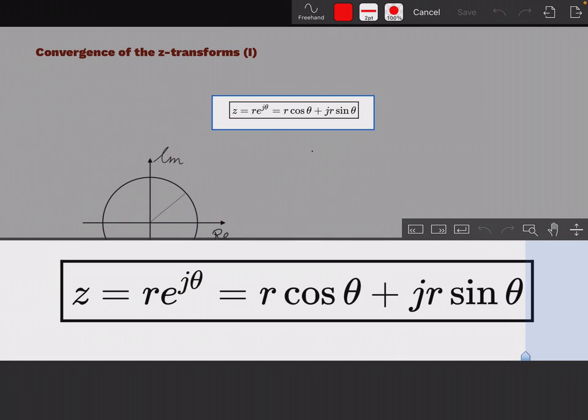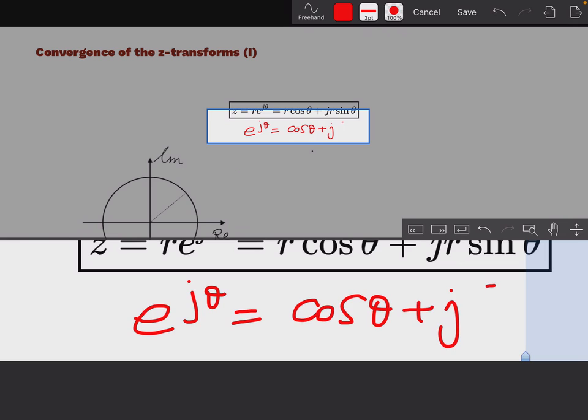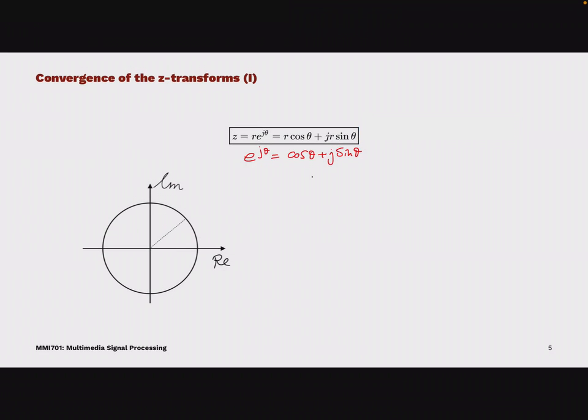Okay, z equals r e to the power j theta, which is equal to r cosine theta plus j r sine theta. Now, this is all good, and that comes from basically the definition of e to the power j theta. Just as a little reminder, this is cosine theta plus j sine theta. Okay, so this is our complex exponential. Now, theta is an angle, a phase term, and r is the magnitude of z.